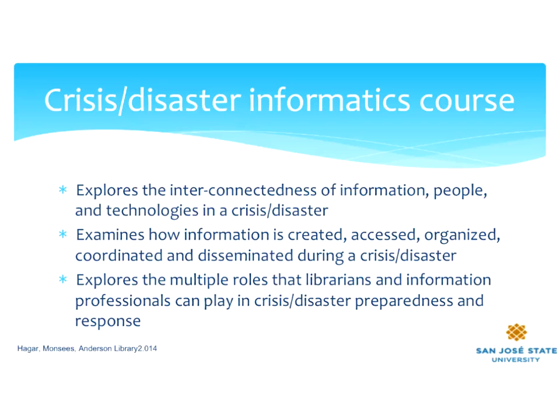The course explores the interconnectedness of information, people, and technologies in a crisis. And we look at how information is created, how it's accessed, how it's organized, how it's coordinated and disseminated during a crisis. Topics that we cover include information seeking, information behavior, information systems, the impact of social media on disasters, issues of trust, and human-centered ways of managing information, and more. And we'll also explore the multiple roles that librarians and information professionals can play in disaster preparedness and response.